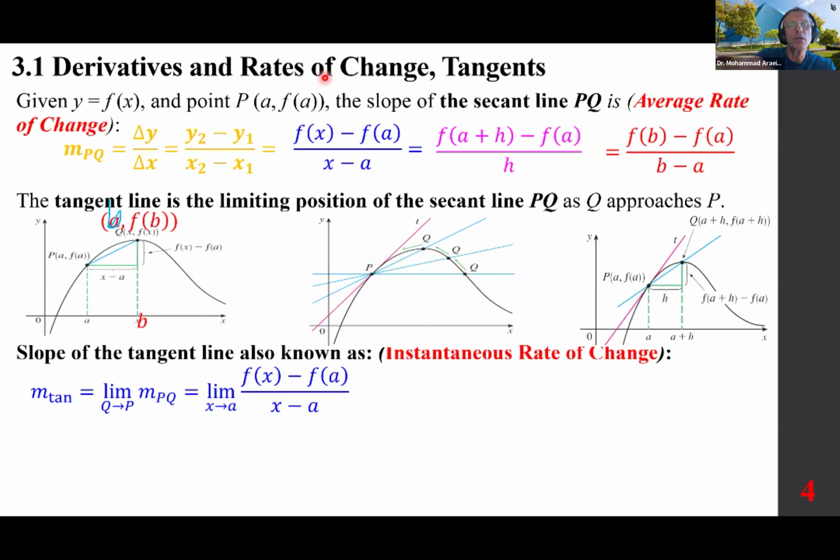If we go with this one, the limit of f of x minus f of a over x minus a as x approaches a. So as x approaches a.